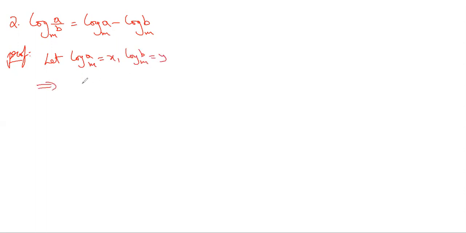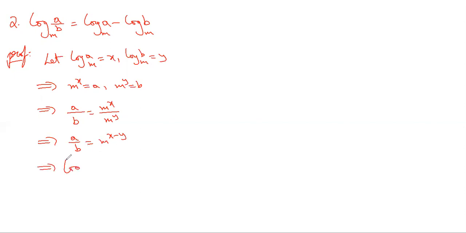So as usual, convert this into exponential. M power x is equal to a, m power y equal to b. Because you're looking for log a by b base m, first get a by b: divide the second equation with the first equation. So m power x by m power y. That implies a by b equal to m power x minus y. Again, converting the exponential into the logarithm notation. As I told, write the base first, and the one which is away from the base, write close to the base, I mean, along with the base.